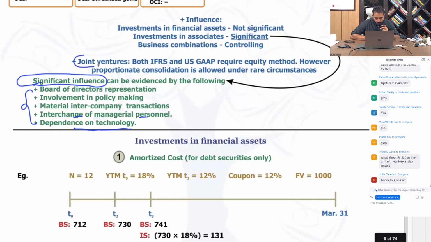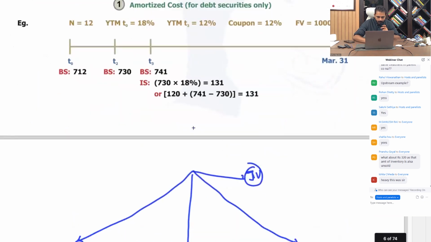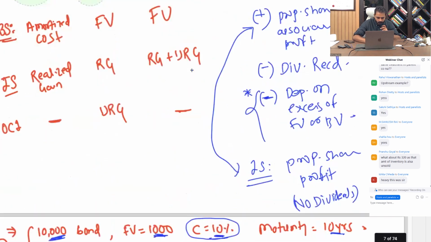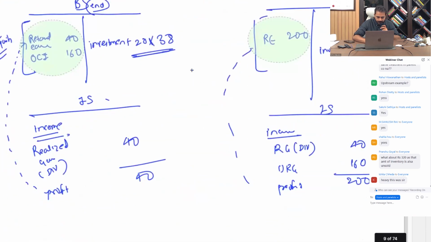Then joint venture, what accounting method do we use? Under both IFRS and US GAAP, we use the same equity method. In some rare cases, you're also allowed to use proportionate consolidation. Okay, so for all practical purposes, equity method is what you need, IFRS as well as US GAAP. Amortized cost example we've done, so I'm not going to spend time on that again.